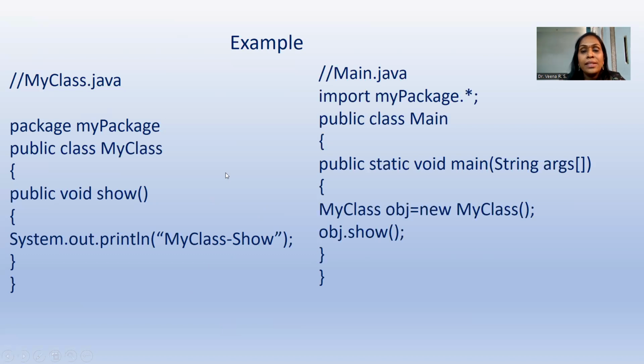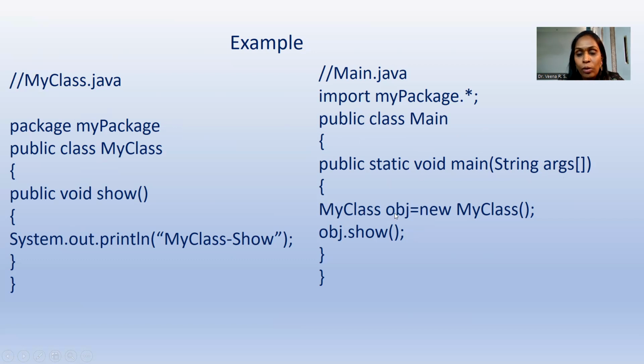You can see here, there is a supposed program called main.java. The first line we have written here is import mypackage.star. So mypackage is a package we have created, and we are trying to import all the classes, the entire bundle here. And we have created a main class, public static void main method, and I'm trying to create an object of MyClass.